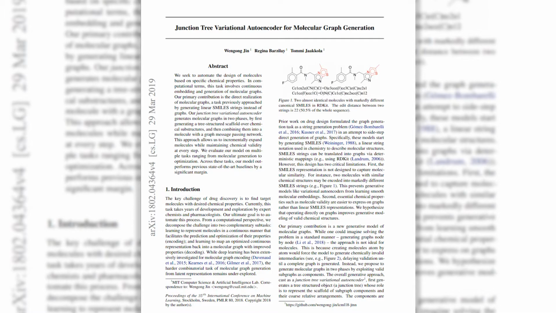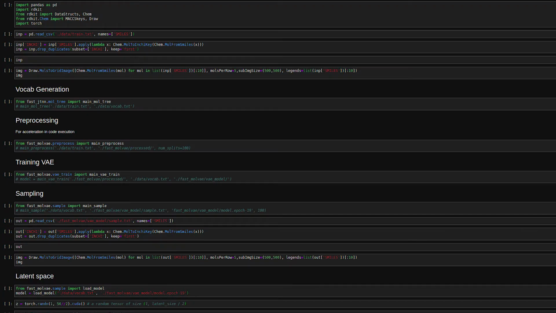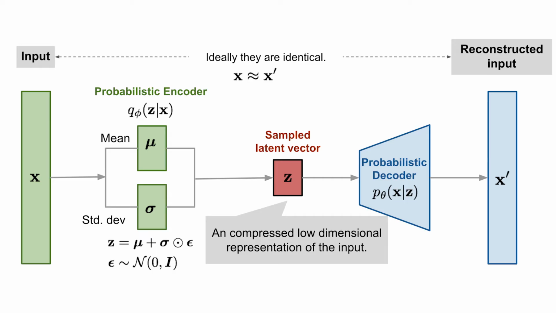This tutorial is based on a paper titled Junction Tree Variational AutoEncoder for Molecular Graph Generation, which is authored by Dr. Wengong Jin, and the link to the paper and Git repo for this implementation is shared in the description. Along with this, I have also shared some good resources for those who would love to understand the math behind it. So let's get started.